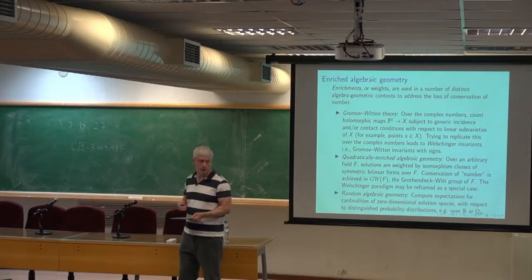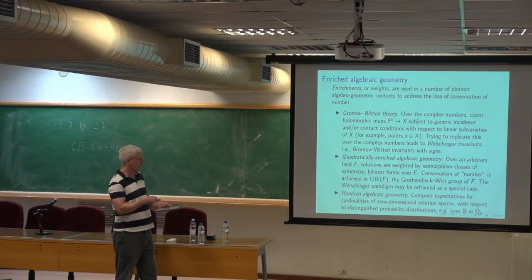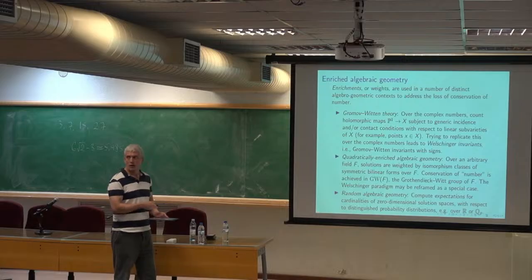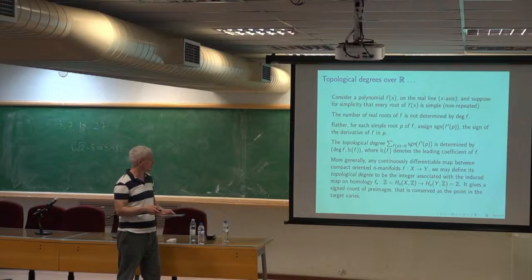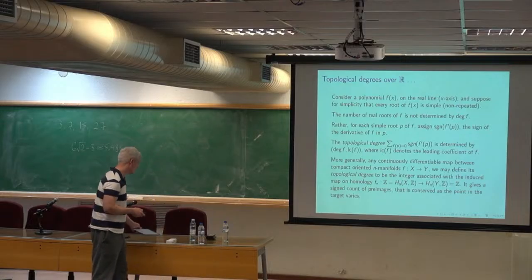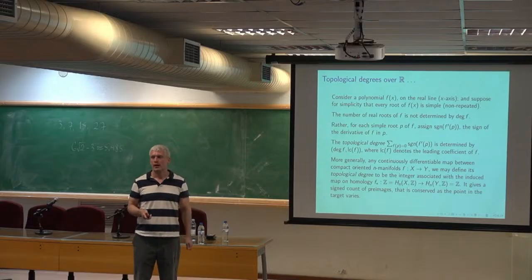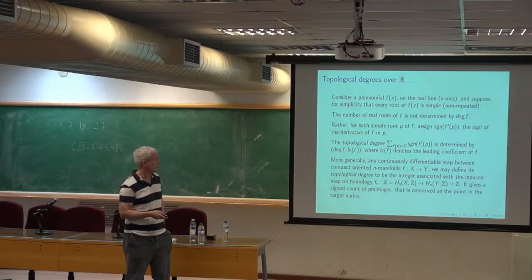But I won't talk about random algebraic geometry anymore today, just to say that it's sort of a piece with these other approaches that are more germane to what I'm going to talk about now. Okay, so in order to motivate quadratically enriched algebraic geometry, I want to take a step back in time and actually talk about a motivation coming from differential topology.